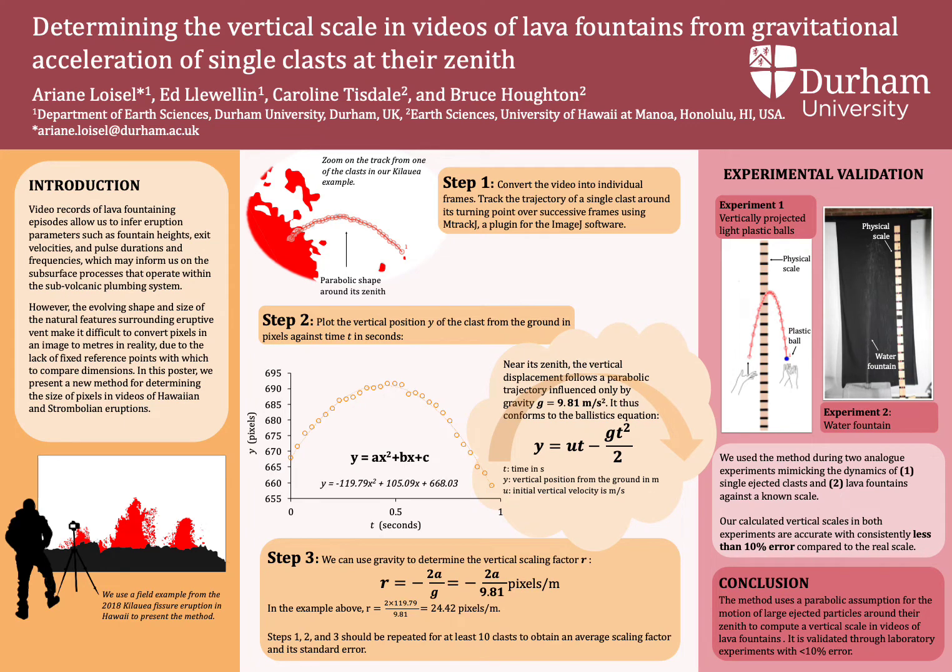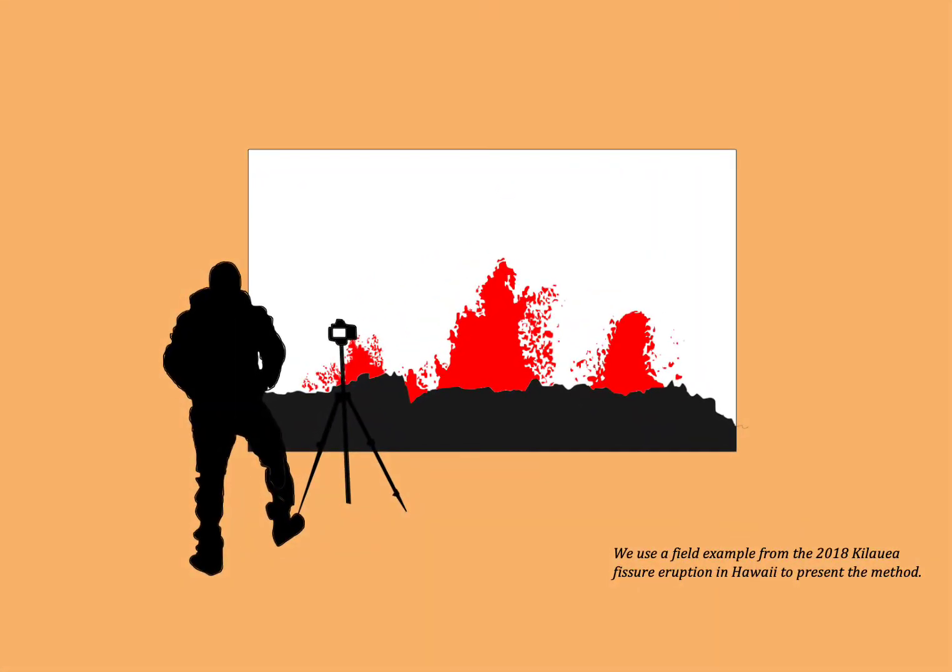When we have a video of a basaltic eruption and want to constrain some source parameters, we need an accurate length scale. But in these rapidly changing landscapes, we usually lack fixed reference points with which to compare dimensions. So we have developed a new method for determining the size of pixels in these videos, assuming that large ejected particles behave like ballistics with a parabolic path around their turning point or zenith. So the only significant force acting on them would therefore be gravity.